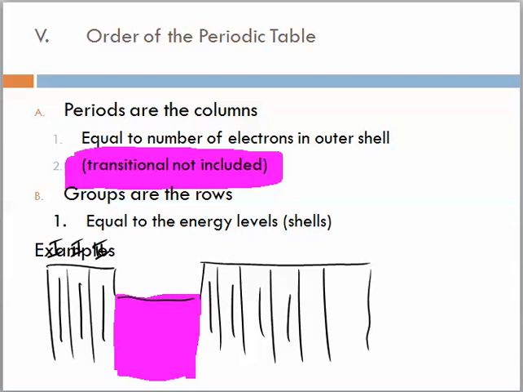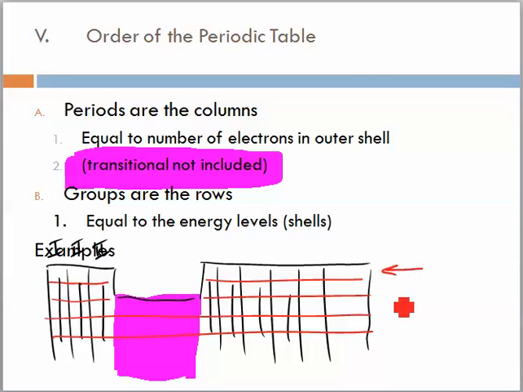Groups are the rows. The periodic table is organized like this, and these are our groups. And that pretty much describes the periodic table for right now. Know that the periods are the columns and the groups are the rows.